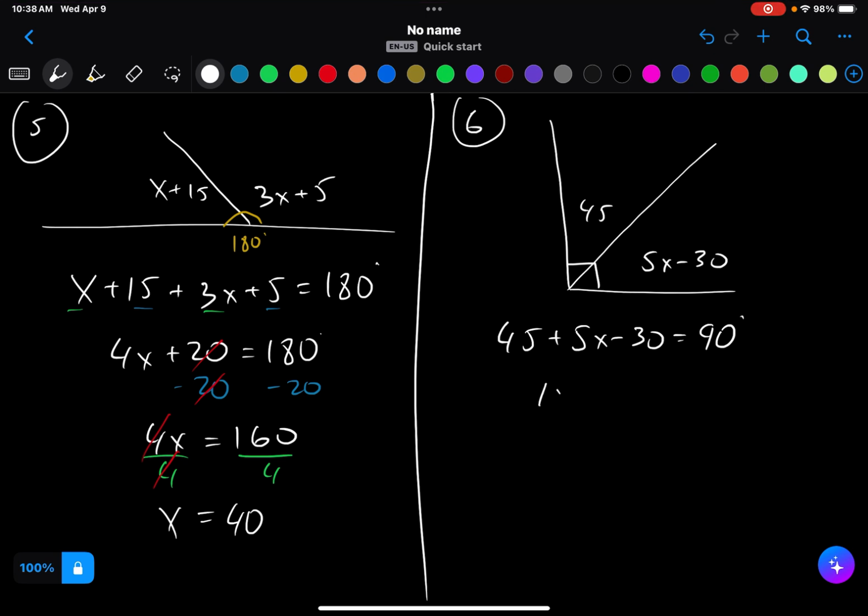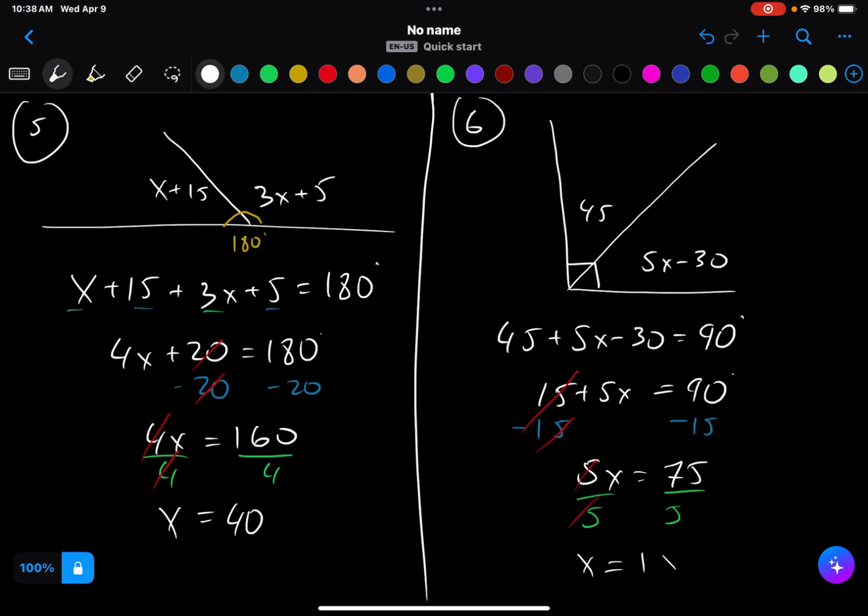45 minus 30 is 15, so it'll be 15 plus 5x equals 90. Solve for x first by subtracting 15 from both sides. So that's gone here. So 5x is going to be equal to 75. And then for the last step, just go ahead and divide both sides by 5. So you're going to have yourself, this is gone here, and x is just going to be 15. So that is numbers 5 and 6.